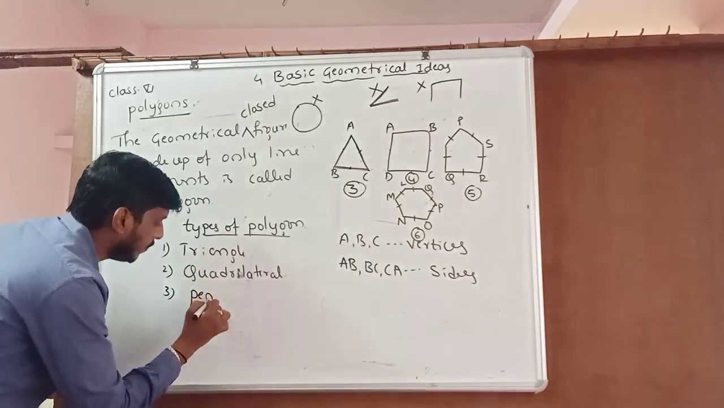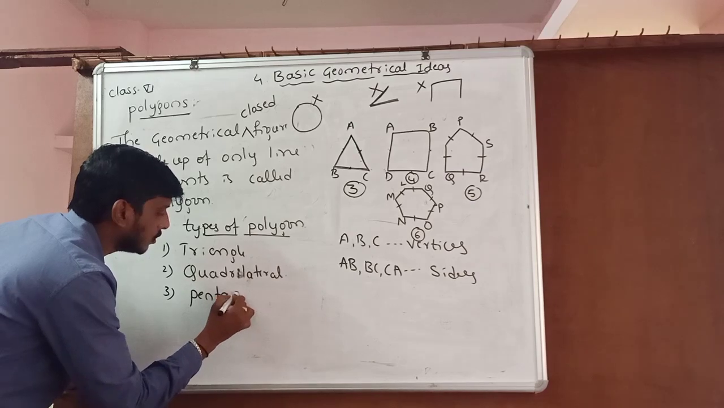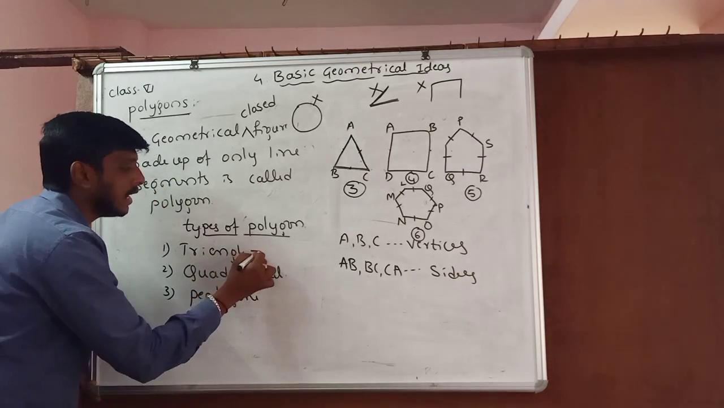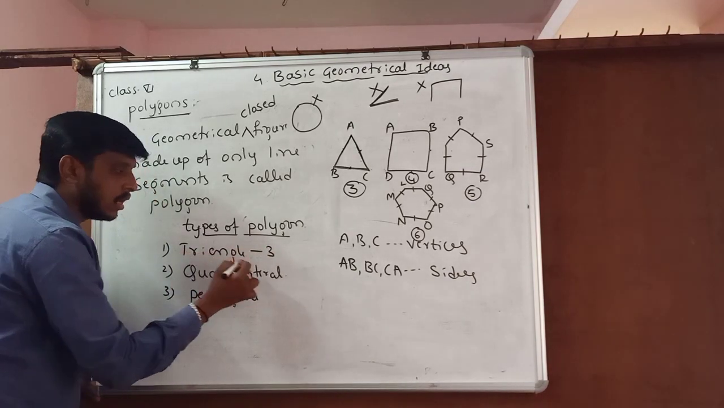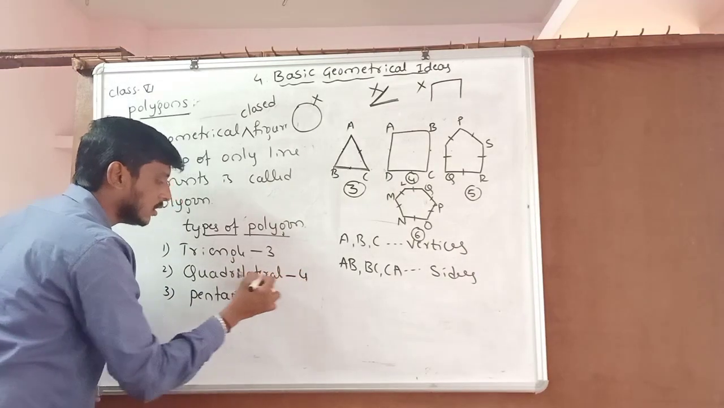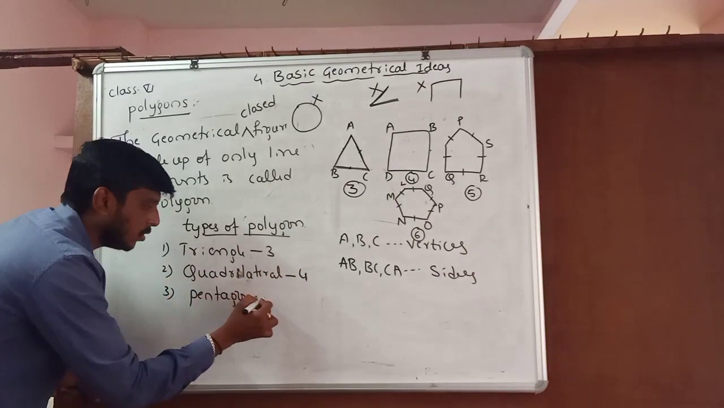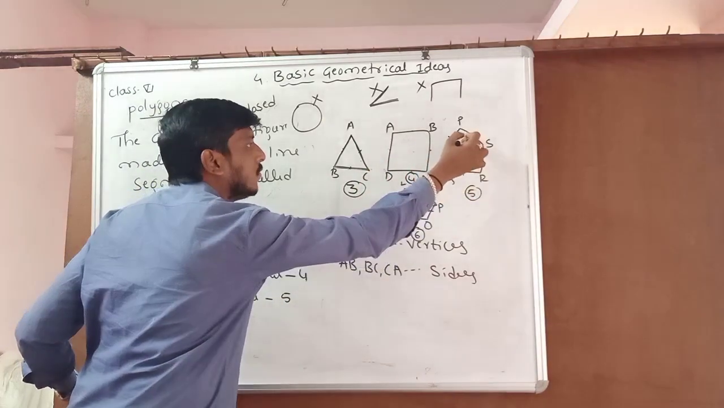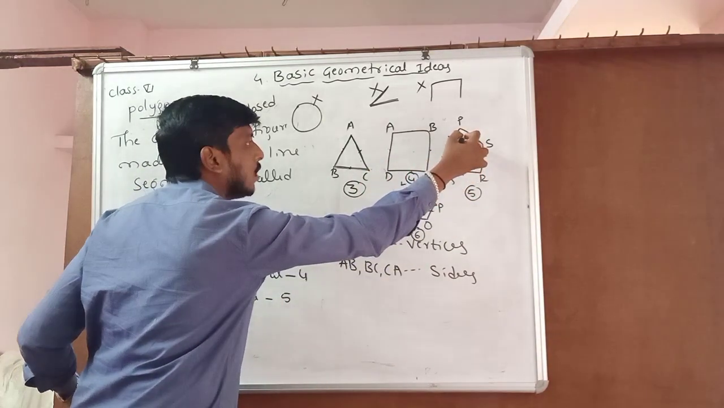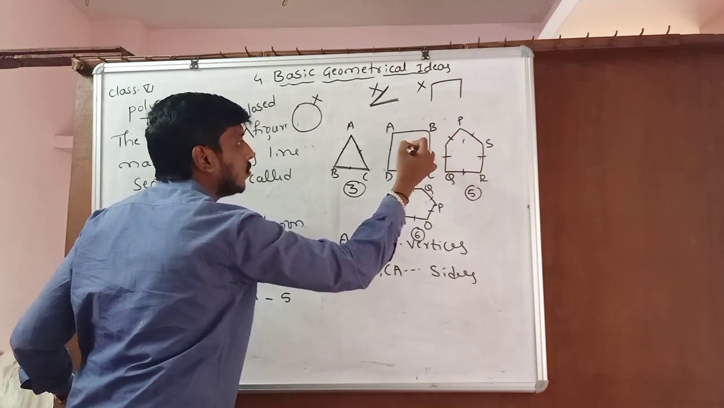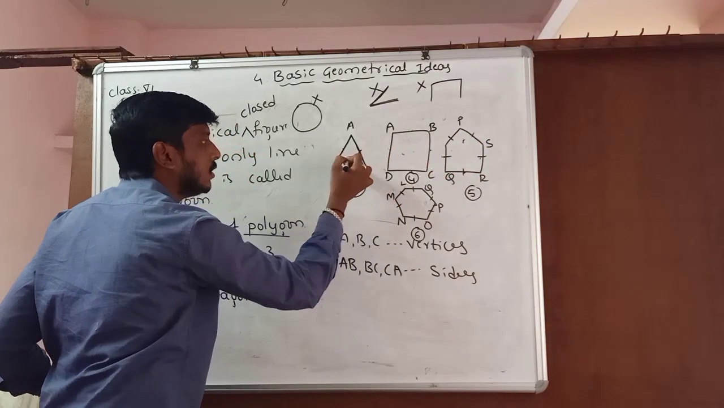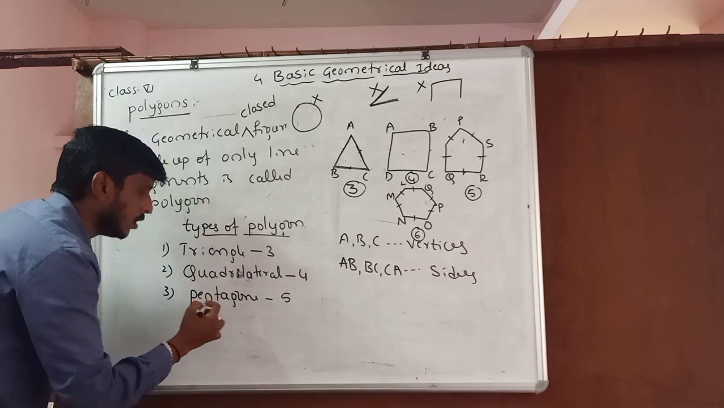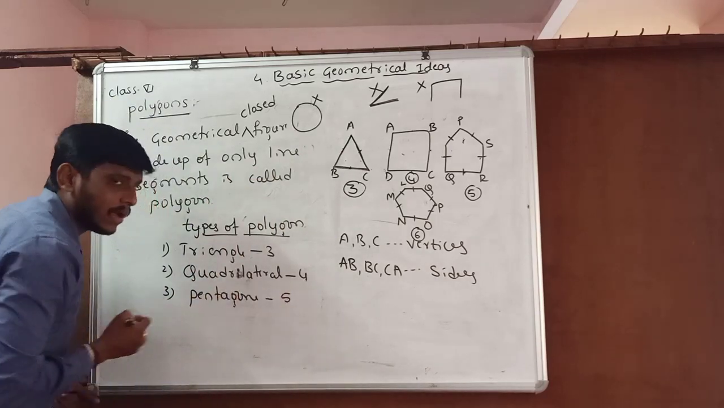pentagon. A polygon containing 3 line segments is called a triangle. A polygon containing 4 line segments is called a quadrilateral. A polygon containing 5 line segments, count it, 1, 2, 3, 4, 5, is called what? Pentagon. This shape is called pentagon, this shape is called quadrilateral, and this one is called triangle. So a pentagon must have 5 line segments.